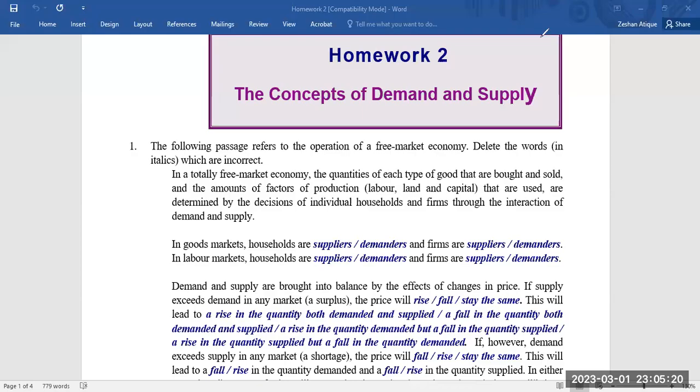Hello, good day. In today's lecture, we are going to solve homework number two. This homework is related to the concept of demand and supply.